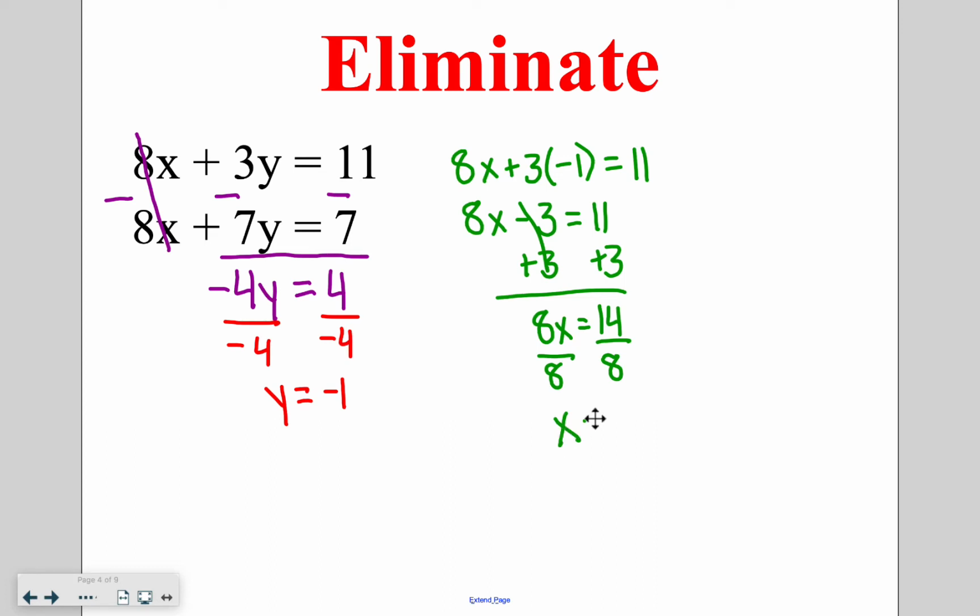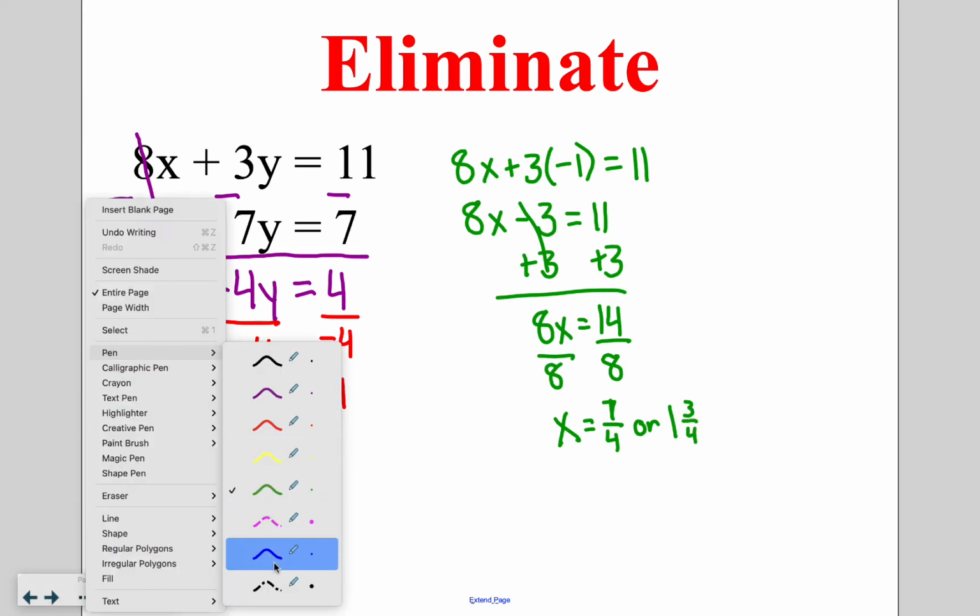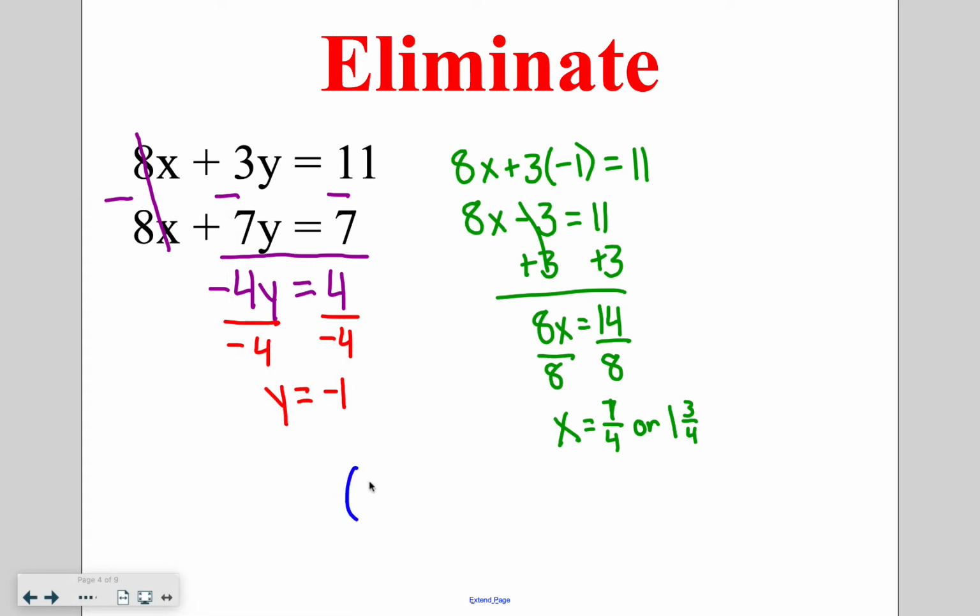And I'm going to get an answer of, when I do 14 divided by 8, that's not going to come out to a whole number, so I'm going to leave that either as an improper fraction of 7 over 4, or you can change it into a mixed number of 1 and 3/4. Then the last piece, our solution is written as an ordered pair, so I need to write it in an x, comma, y format. So I've got 7/4 for x and negative 1 for y.